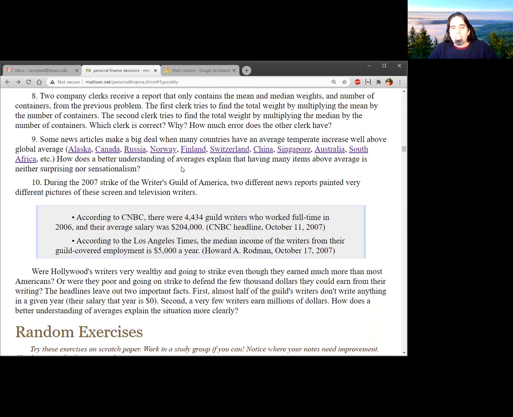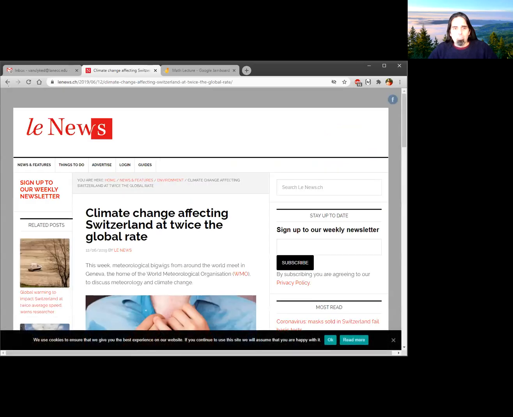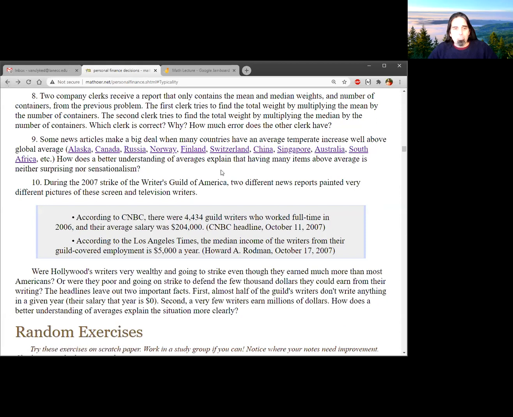Number 9 gives you an example of unintentionally lying with statistics. Some news articles make a big deal when many countries have an average temperature increase well above the global. So here's a bunch of links to stories that are saying, look, Switzerland has twice the global rate for this. So how does having our better understanding of averages explain that having many items above average isn't surprising?